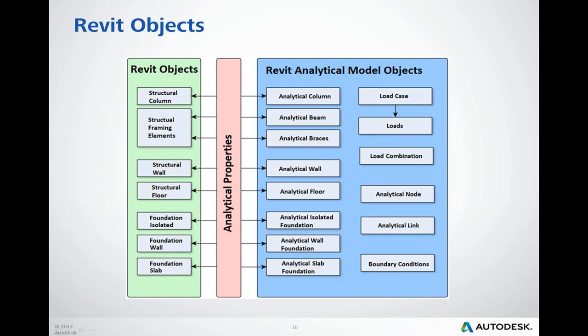Let's look at object transfer between Revit and Robot. As Robot is much simpler, it contains only analytical elements, and a Revit model may contain objects from different disciplines such as architecture, structure, MEP, and so on. So let's look at Revit objects.